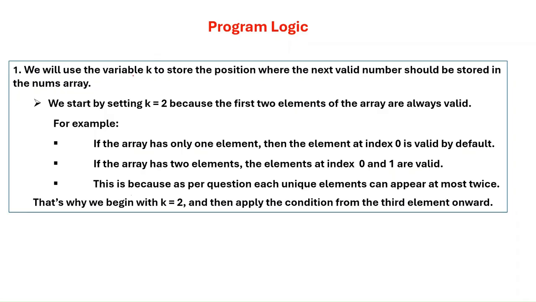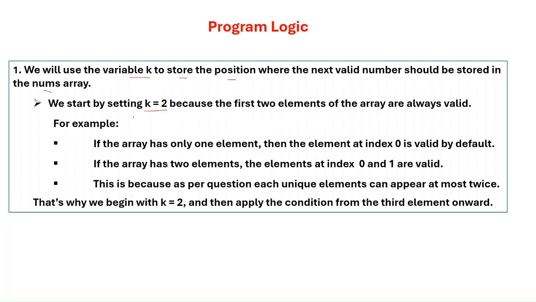We will make use of variable k to store the position where the next valid number should be stored in nums array. We will start by setting k equals to 2. Why we set k equals to 2? Because the first two elements of the array are always valid.